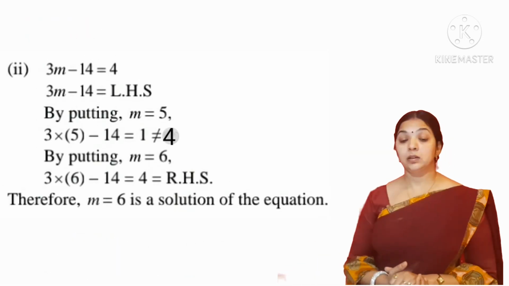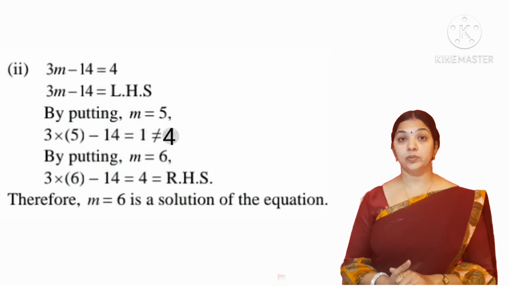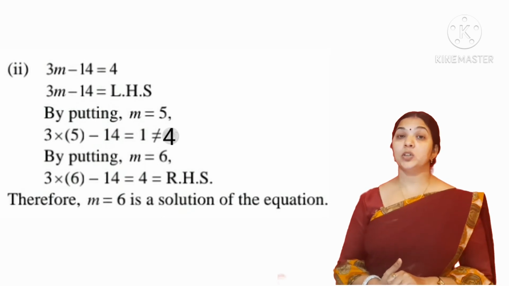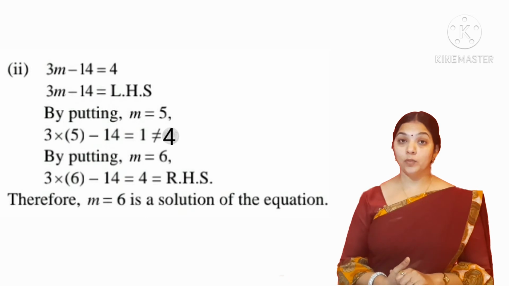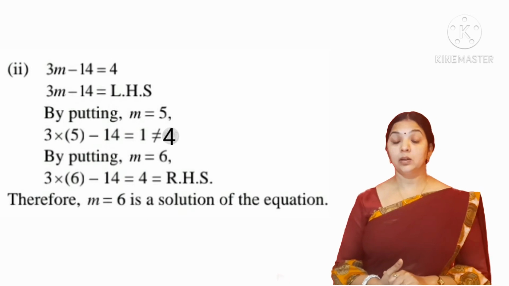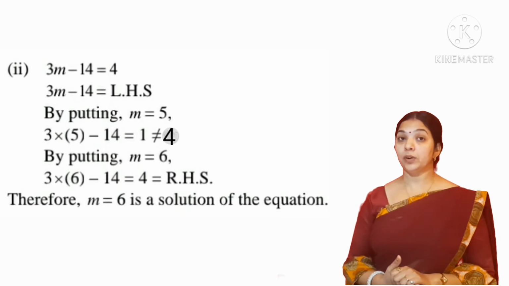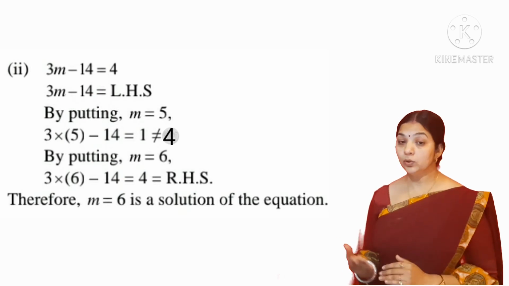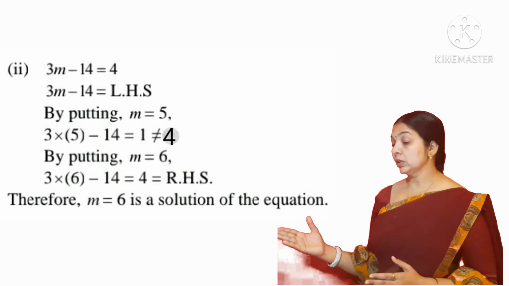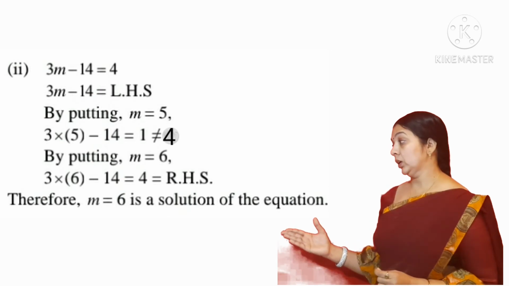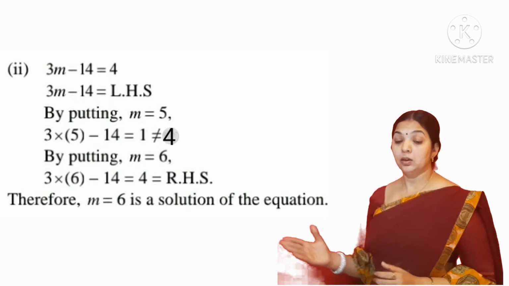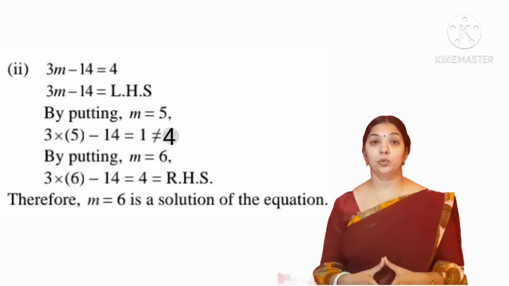The second part, 3m minus 14 is equal to 4. This is the given equation and we have to find the value of m by hit and trial method. Okay. We will start with 5. Okay, m is equal to 5. Place the value m is equal to 5. So 5 into 3 is 15 minus 14. So the answer is 1, which is not equal to 4.